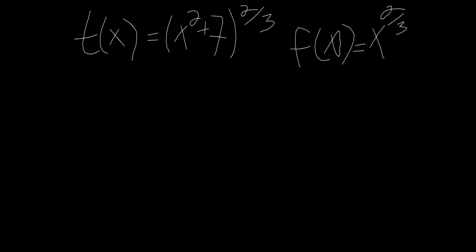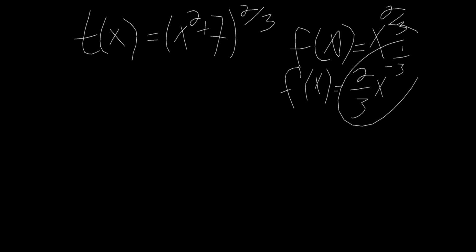And applying the power rule, we know that f prime of x is going to be 2 over 3 x to the minus 1 over 3. Now, we're going to leave it as a negative exponent. However, that's not correct. But later on, when we apply chain rule, we'll move this down into the denominator to make this mathematically correct. But for now, we're going to leave it like this.